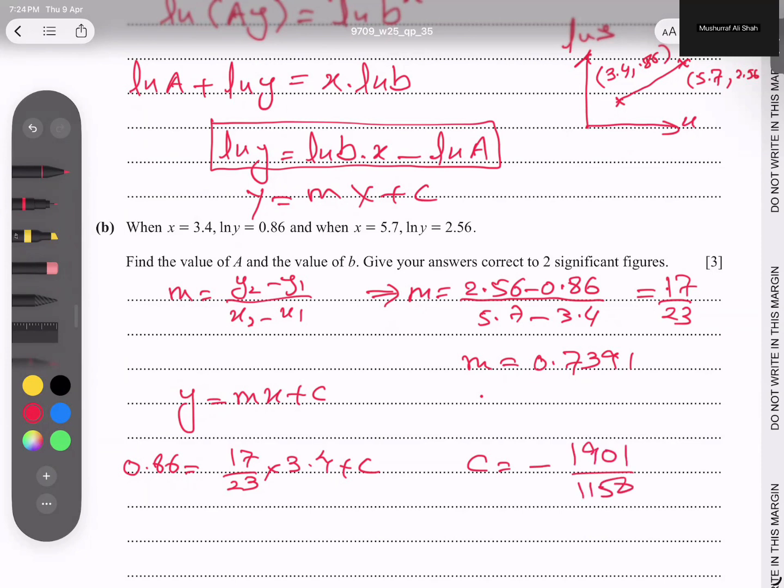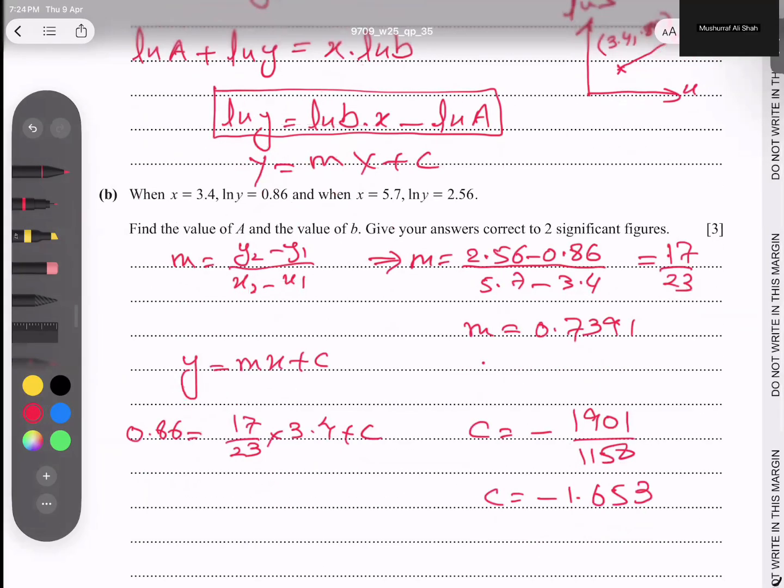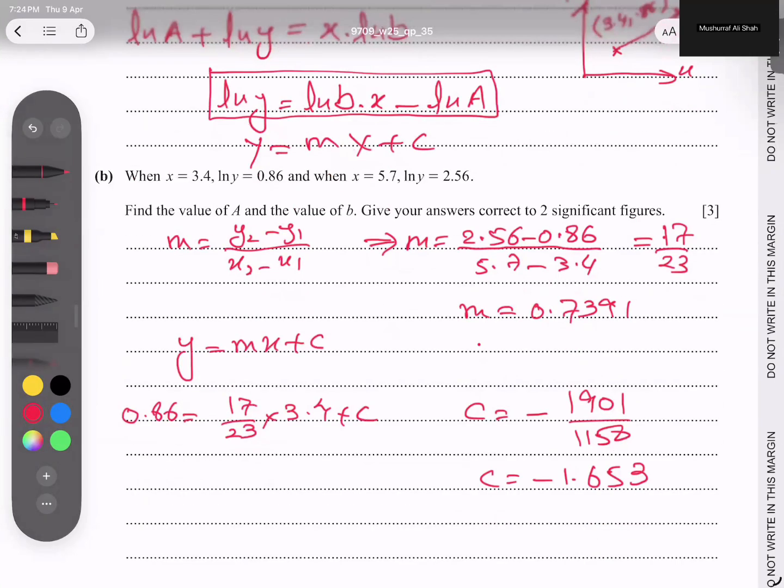But hold on, let me recheck once again. 0.86 minus 17 divided by 23 times 3.4. Yeah, it is correct. Just confirming once again, it's correct.